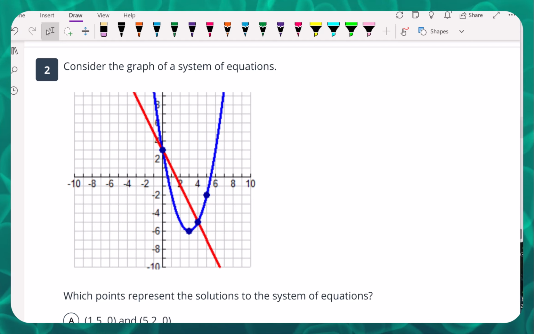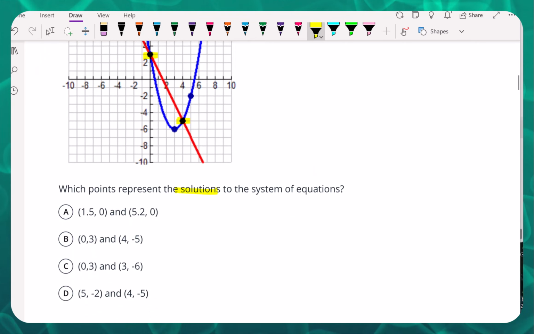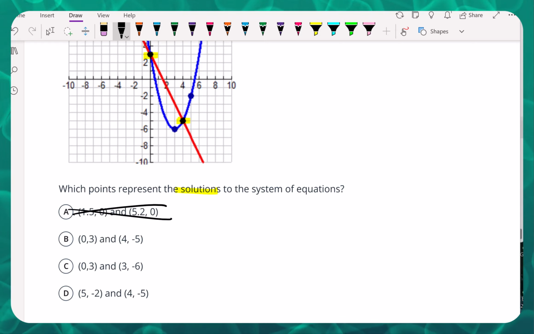Question number 2 is a system of equations. If you are asked to find the solutions of a system of equations, you need to find where they intersect, not where it hits the x-axis. So the points where they actually intersect would be 0, 2, actually 3, sorry. So it's not that one, it's not that one. And then this one over here is 4, 5, so it is B.